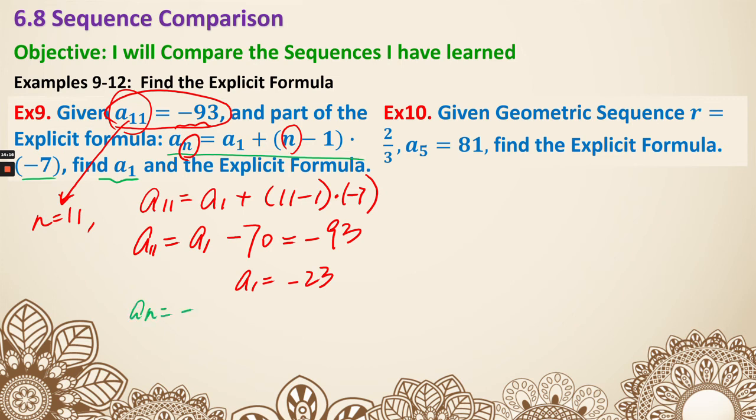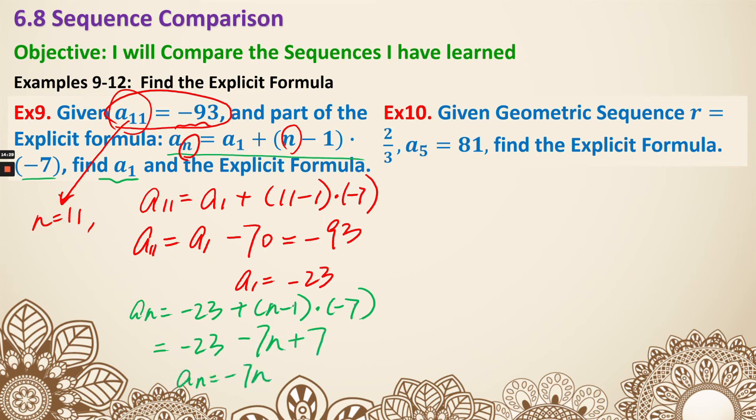A sub n equals negative 23 plus n minus 1 times negative 7. That is negative 23 minus 7n. Negative 1 times negative 7 is a plus 7. Negative 23 plus 7 is minus 16. So my final answer, a sub n equals negative 7n minus 16. That is my explicit formula.